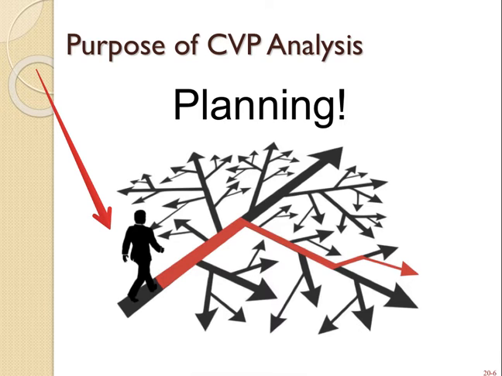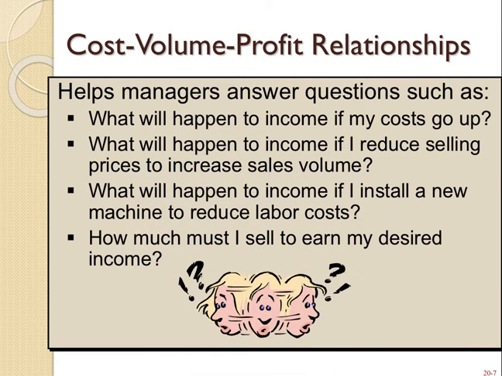So let me give you some examples of those changes, or of the types of questions that can be answered, okay? So it can answer a question such as, what will happen to income if my costs go up? Okay, how is that going to impact how much money I ultimately make? And that could be any type of cost. It could be, say minimum wage goes up. Well, that's a cost going up. Or it could be some of your materials. Like if you use something like cotton and cotton prices, that's a commodity. It can go up or down. So how is that going to impact my income or the money that I make?